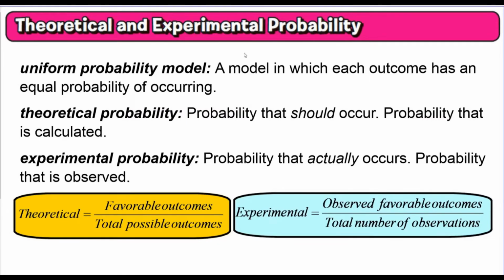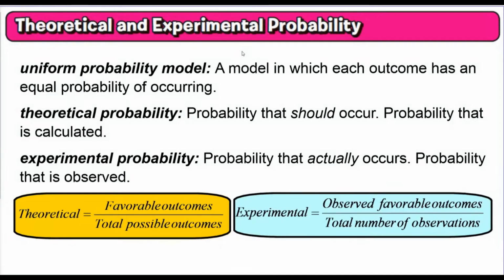In this video, we are going to talk about two types of probability, theoretical and experimental probability. Now, in the last lesson, we learned about finding the probability of simple events, and those simple events all fall into something called the uniform probability model, and those are models in which each outcome has an equal probability of occurring. So we're talking about models like drawing marbles from a bag. Every outcome, every marble has an equal probability of occurring.